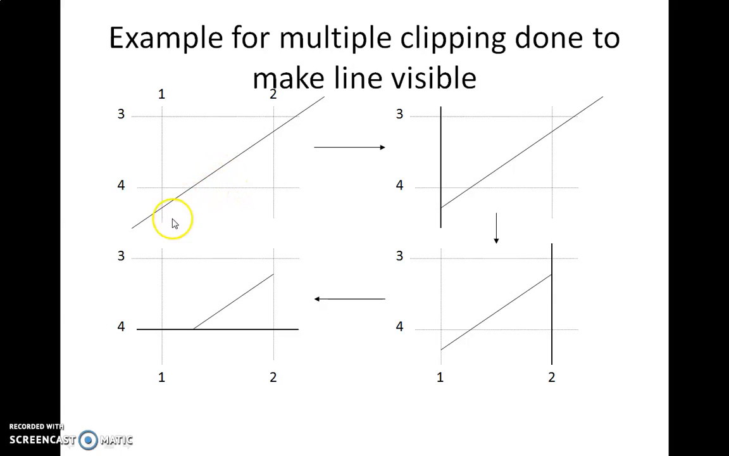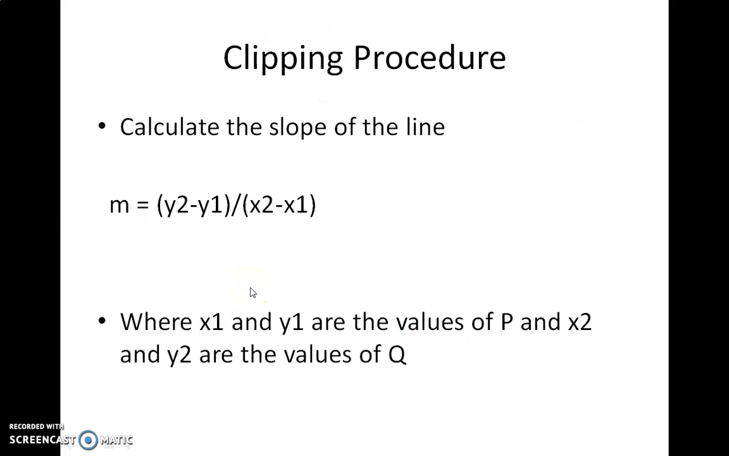So here this is the given line. We are first clipping at the bottom. So this comes like this. Then clip from the top till this boundary. It has been clipped. Again another clipping has to be done till this boundary. So after finishing all the clippings, finally we have this line as the visible line.